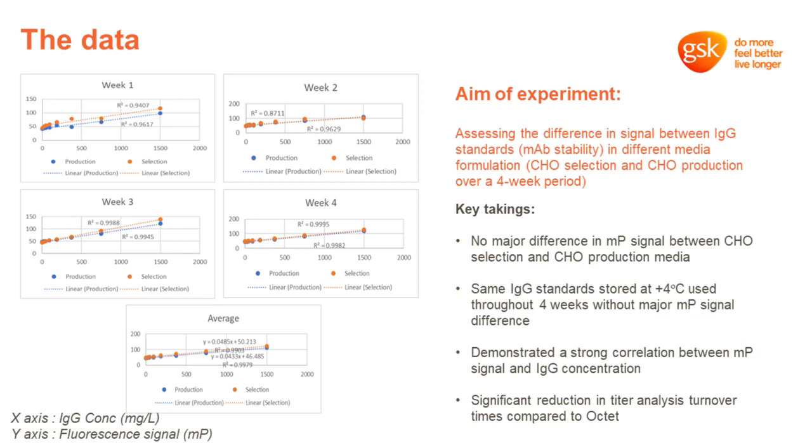We demonstrated a good correlation between mP signal and IgG concentration, and there was a significant reduction in titer analysis turnaround times, where a request for Octet reading in GSK could take a week in our department, whereas this assay was less than 15 minutes and can be done by scientists themselves, which meant that we were able to obtain more data in a short amount of time.